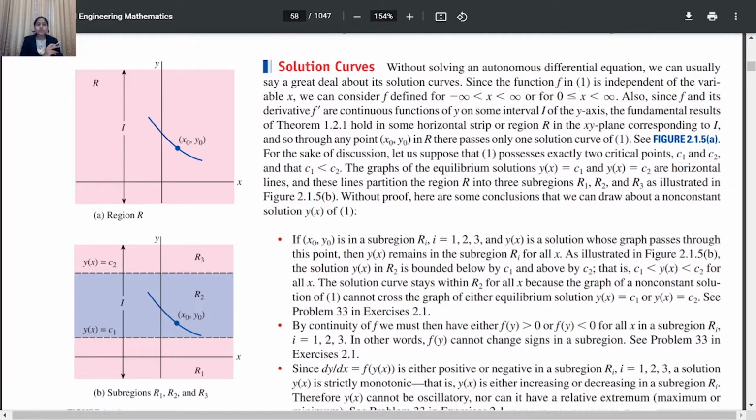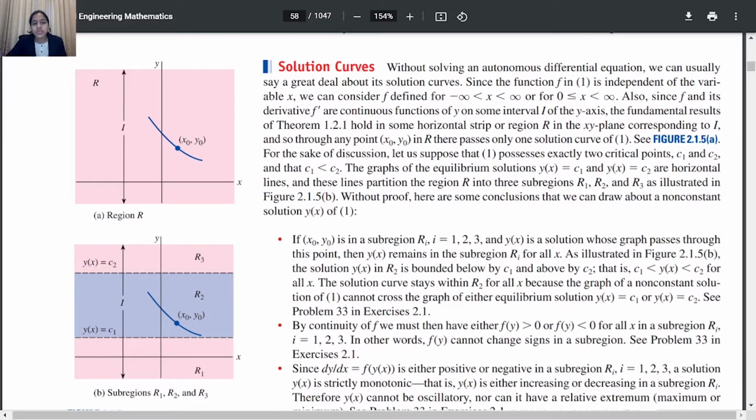Okay, so now what we are going to do is bring in the concept of the phase portrait, which we have seen earlier. And before that, we will divide this whole region R corresponding to the critical points. Now we know what critical points are, right? They are the values for which f becomes 0, and the equilibrium solution is y of x equal to the critical point. These are all things that we learned in the previous lecture.